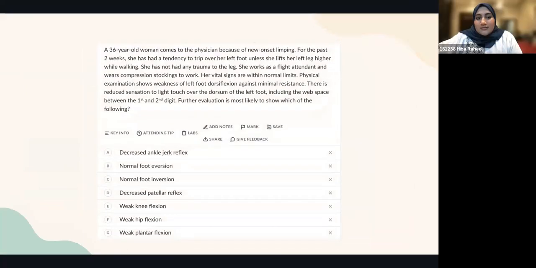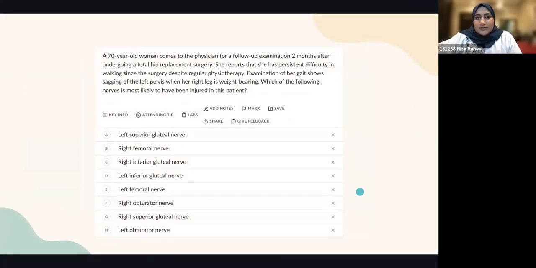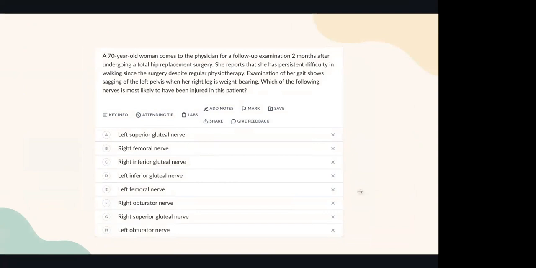It's okay, thank you. Okay, who wanted to attempt this question? Yes, actually, me. Yeah, go ahead. Okay, so a 70-year-old woman comes to the physician for a follow-up examination 2 months after undergoing a total hip replacement surgery. She reports that she has persistent difficulty in walking since the surgery despite regular physiotherapy. Examination of her gait shows sagging of the left pelvis when her right leg is weight-bearing. Which of the following nerves is most likely to have been injured in this patient?